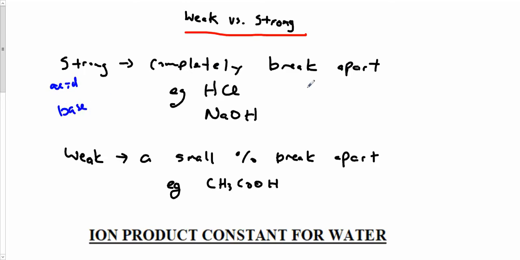completely break apart. So if I dump HCl into water, I will get H+, which will in turn join up with a water molecule to give me H3O+, and I will get Cl-. I will have no HCl left after I dump it into a beaker of water. It will completely break apart. I will only have this and this.